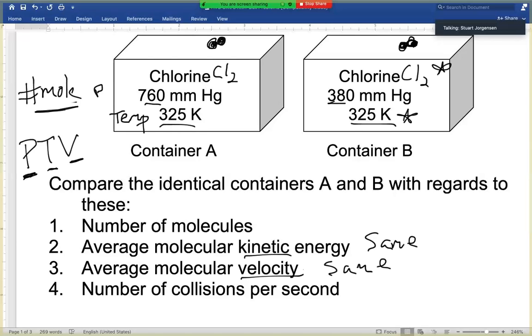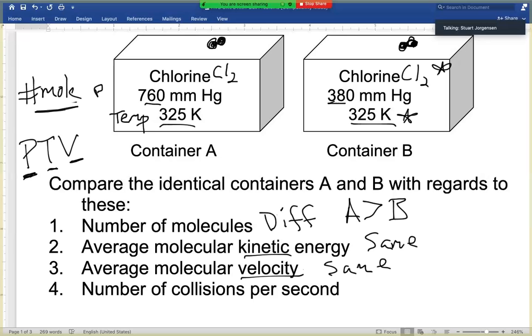And so if everything is the same here except the pressure, that must mean that the number of molecules is different. One of our boxes must have more particles than the other. Which one has a greater pressure? It's A. A must have a greater number of chlorine than box B in order for there to be more collisions and more measured pressure. That gives us our answer for 4 as well.